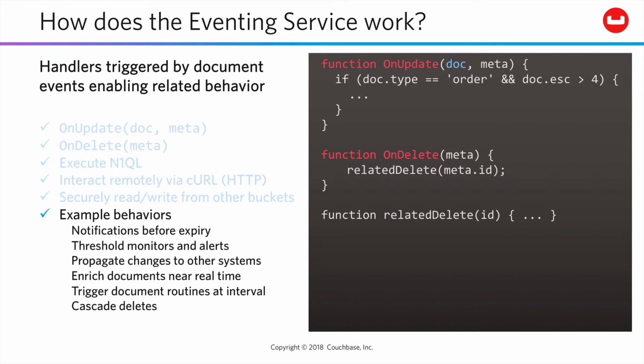Examples of how you might use this feature include notifications related to expiring documents, issuing threshold level alerts, propagating changes to other systems, perhaps automatically enriching document data in near real time. You could trigger time-based document updates and perform cascading deletes.